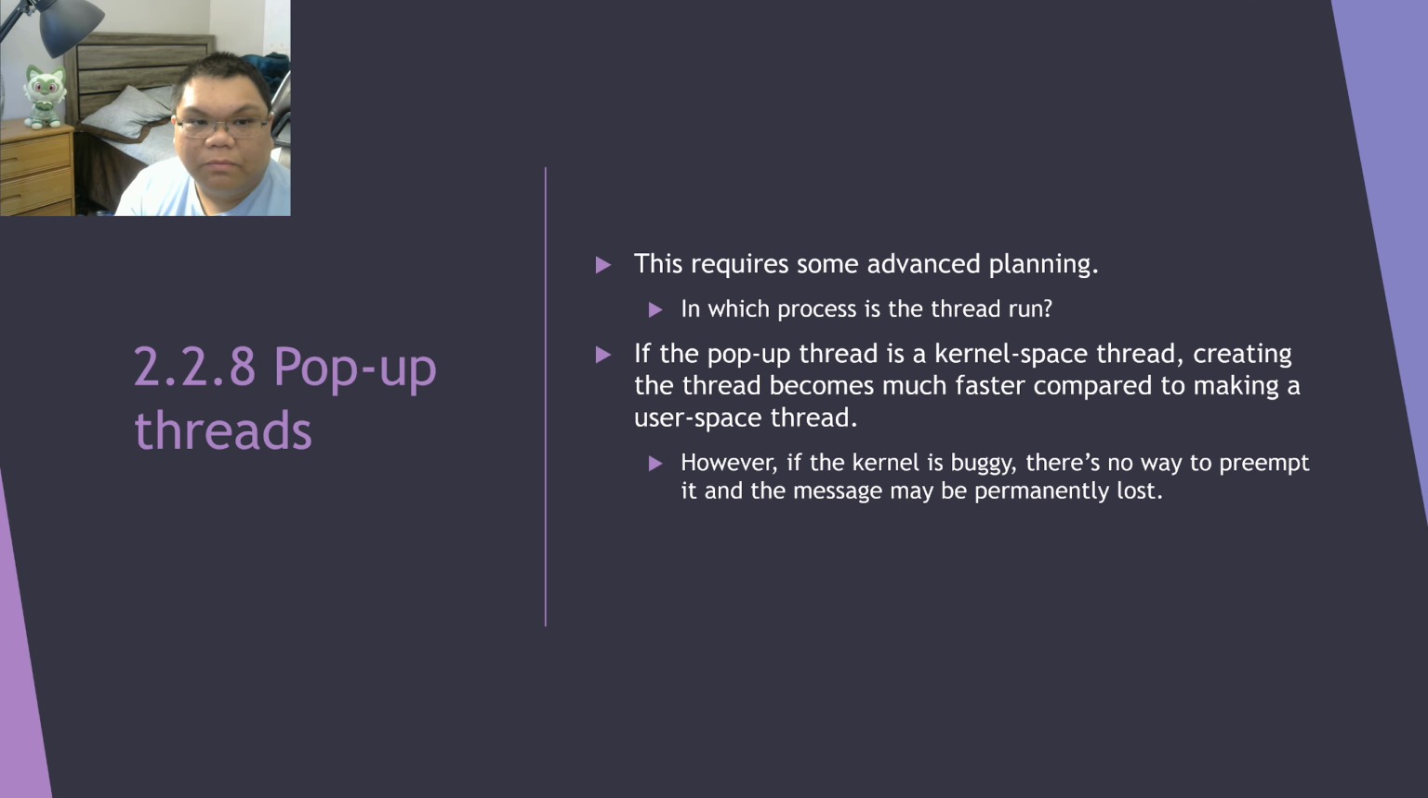This, however, requires some advanced planning. In which process is the thread run? Also, if the pop-up thread is a kernel space thread, then making the thread becomes much faster compared to making a user space thread. However, there is a danger. If the kernel is buggy, there's no way to preempt it, and the message may be permanently lost.